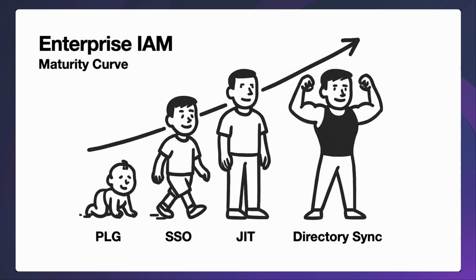So there's a maturity curve here around how an enterprise might be using an application. Initially we start with PLG, product-led growth, where some users are just self-serve signing up for an application. It isn't managed by the organization yet. And in this case, the users may be using a username and password or social login, maybe their GitHub account or their Google account. And then we move into where the enterprise is starting to manage the user, where we just have basic single sign-on.